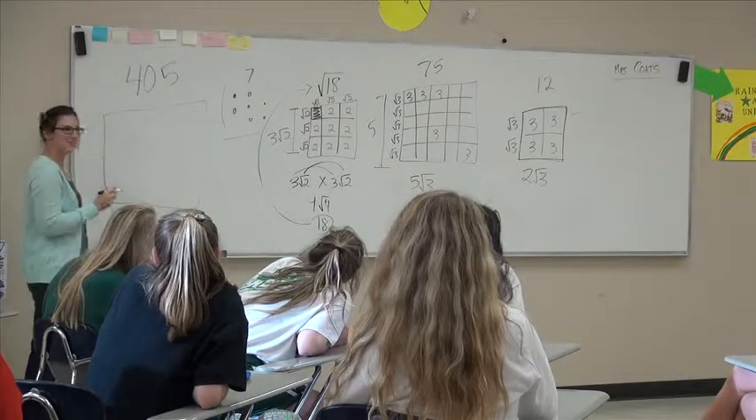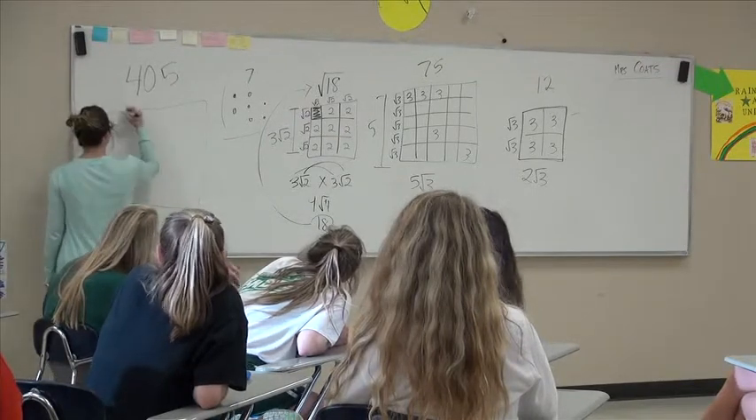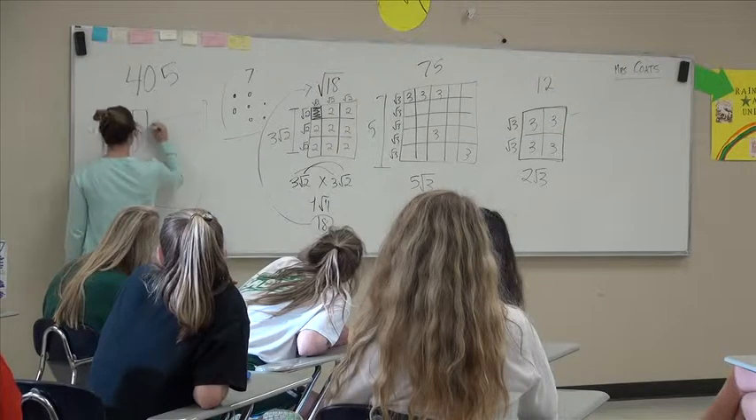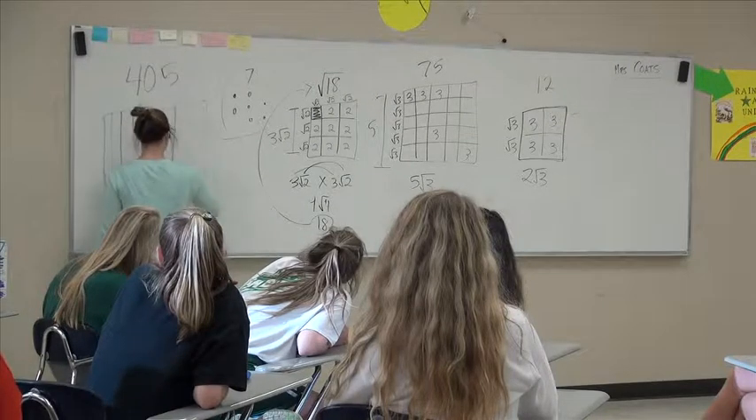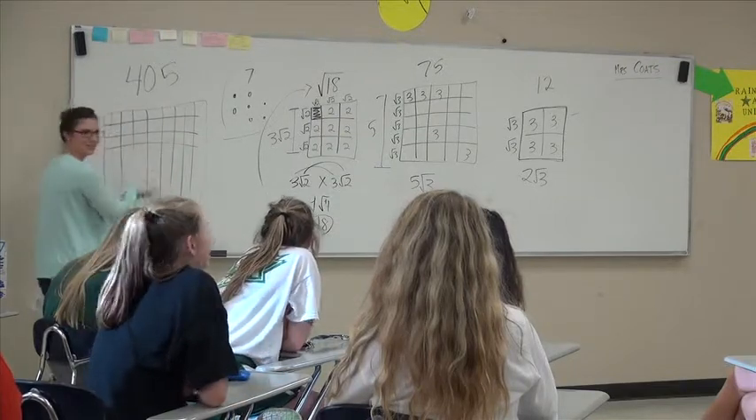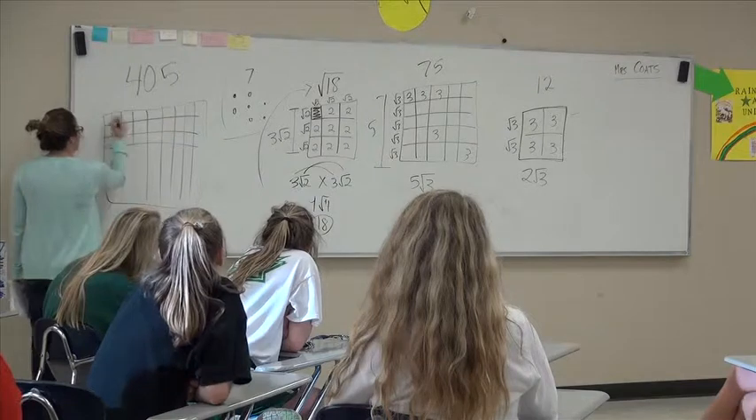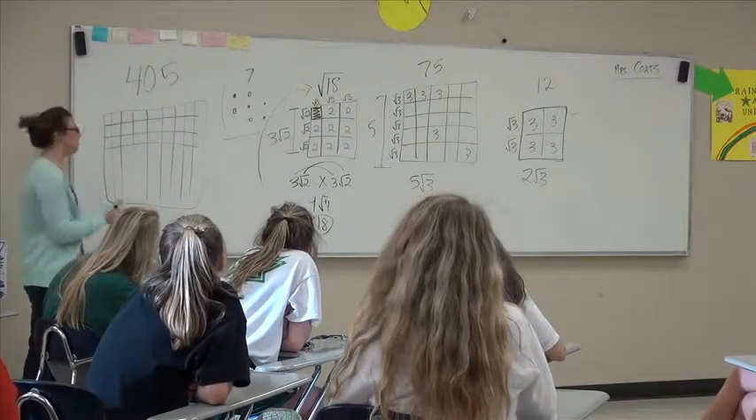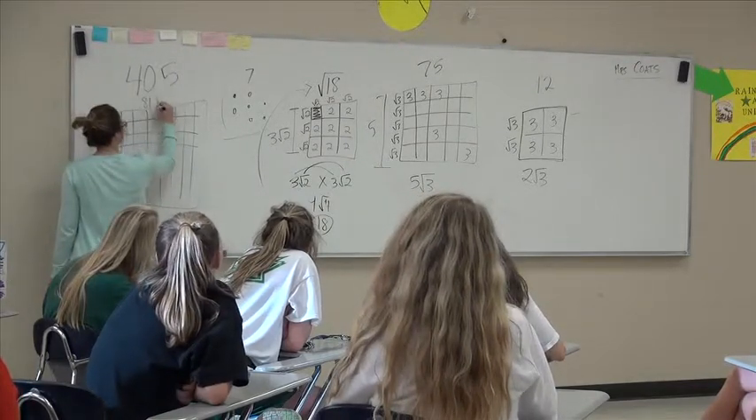So how big is each box? I'll draw this. 1, 2, 3, 4, 5, 6, 7, 8, 9. Okay, it's a 9 by 9. So how big do you think these boxes are going to be? There's 81 boxes.